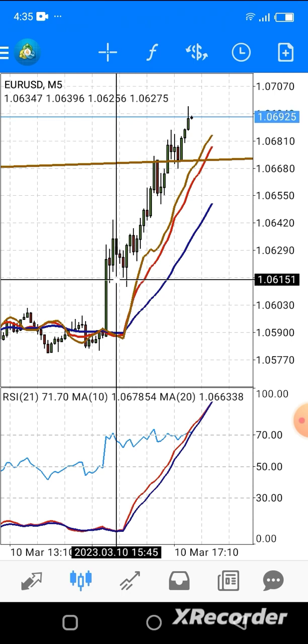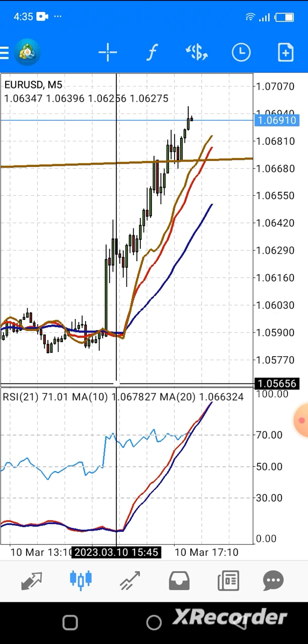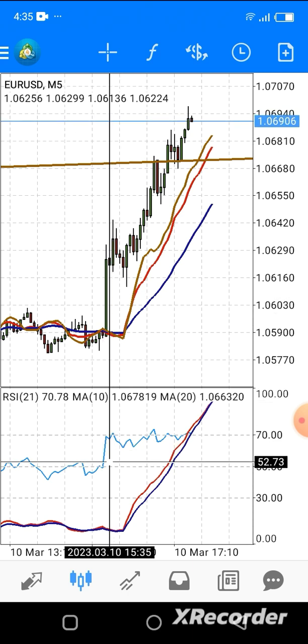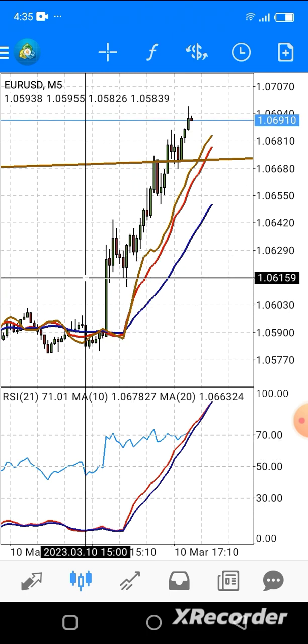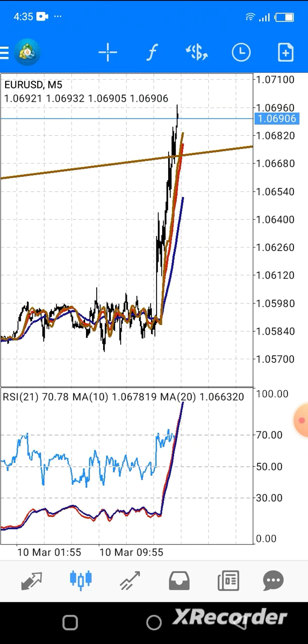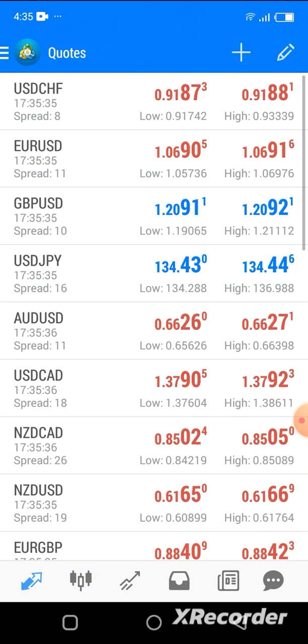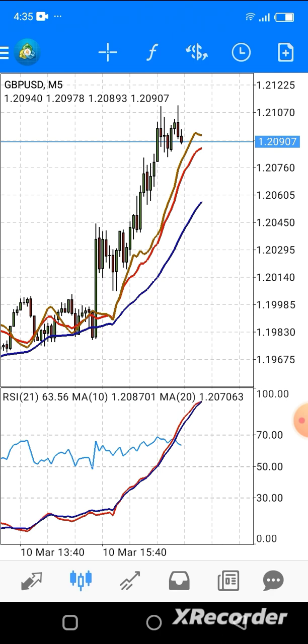So this strategy has just what? 3 confirmations: RSI confirmation, the moving averages on the indicator window confirmation, and also crossover between the moving averages on the main chart. As you can see, euro dollar, boom. Also pounds dollar, also same thing.